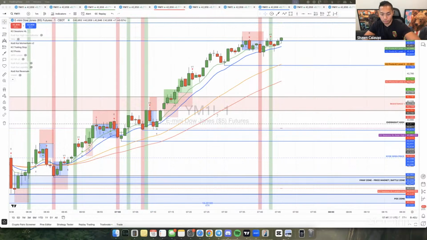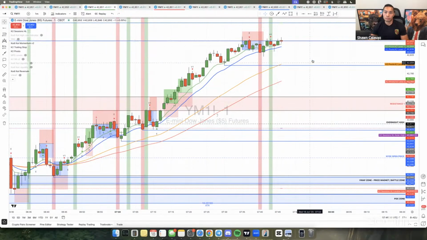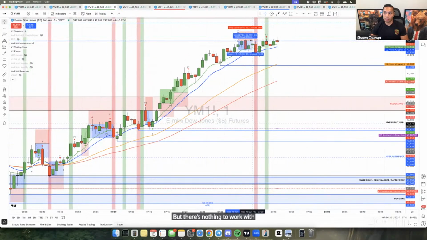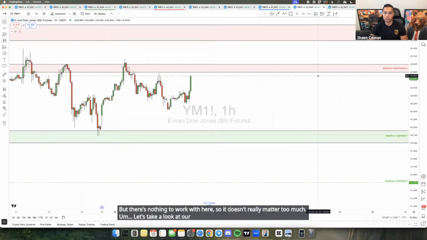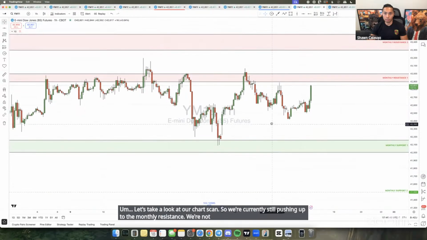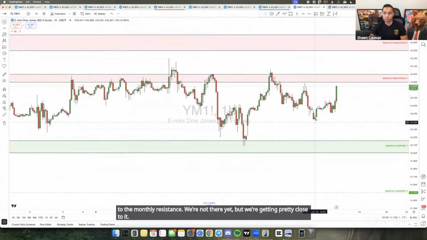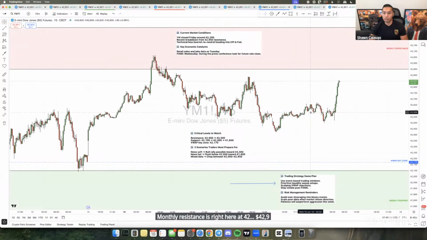All right, we got price pushing up a little bit right now, but there's nothing to work with here, so it doesn't really matter too much. Let's take a look at our charts again. So we're currently still pushing up to the monthly resistance. We're not there yet, but we're getting pretty close to it. Monthly resistance is right here at 42,900. And then we got price pushing up to the weekly resistance, which is also right here.